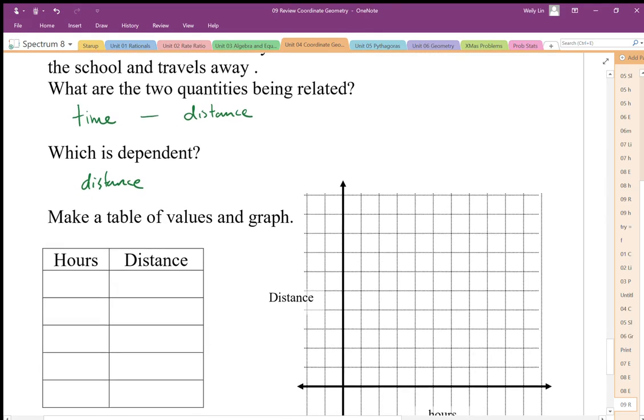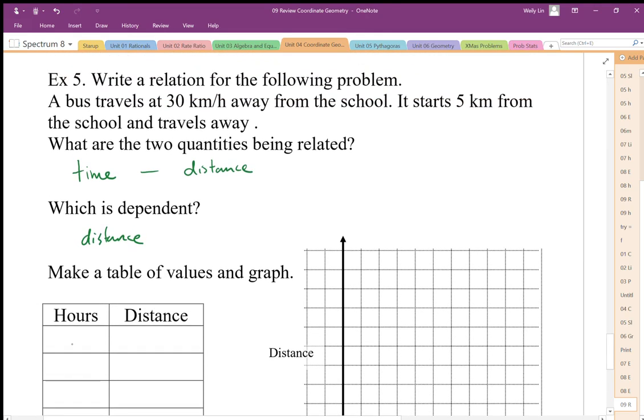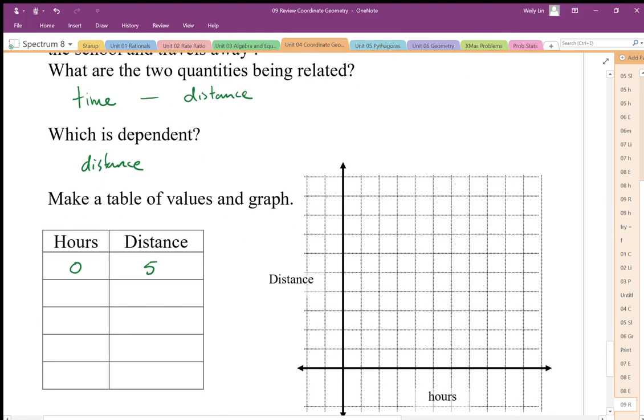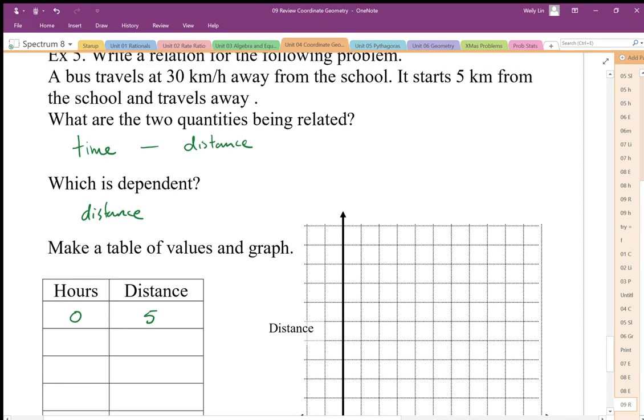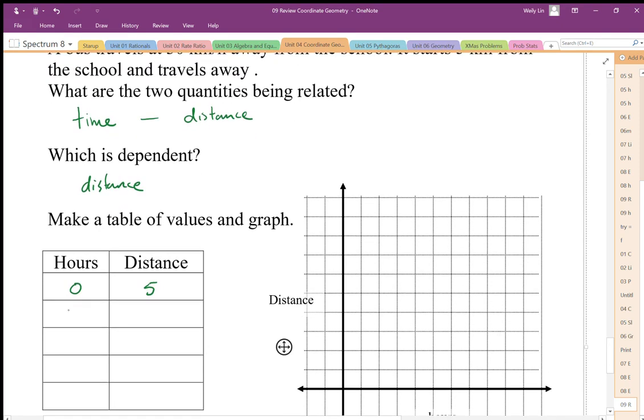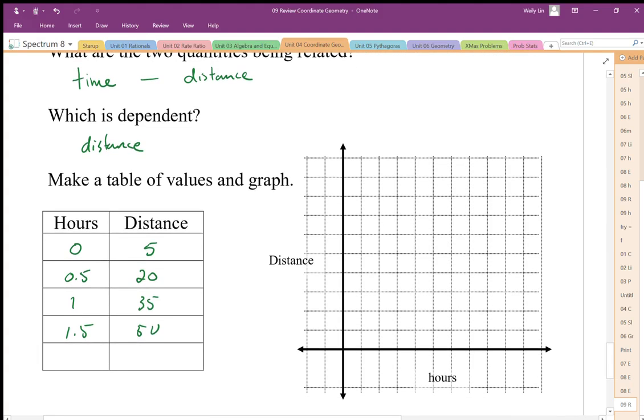Okay, and if I were to make a table of values that starts at 5 kilometers, so at 0 hours I'm at 5 kilometers. And let's say we went for 2 hours, so let's go in half-hour increments. At 0.5 hours, at 30 kilometers an hour, I've changed 15 kilometers, so I'm at 20. At 1, I'm at 35. At 1.5, I'm at 50.